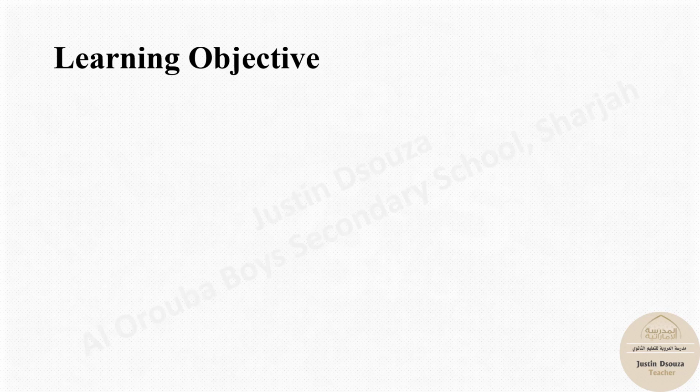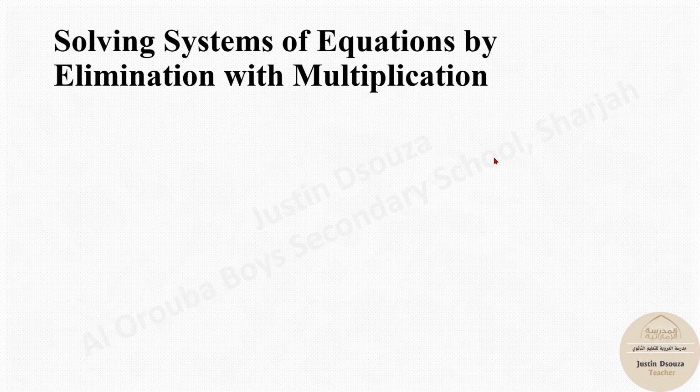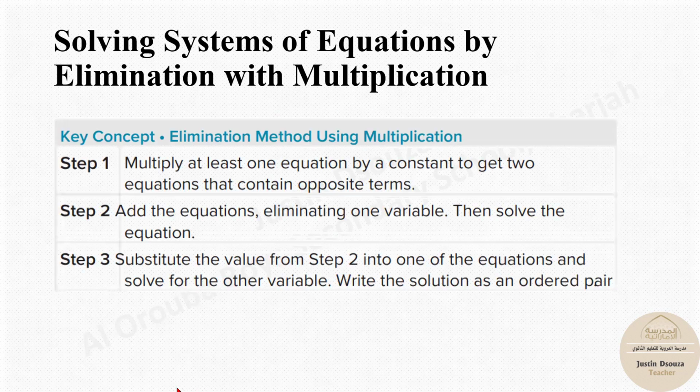The learning objective of this lesson is to solve systems of equations by eliminating a variable using multiplication and addition. In fact, this can even be done by multiplication and subtraction, but whichever is easier, we will follow that. And to be very honest, multiplication and addition is the easiest. These are the steps. If I read it out, I'm sure no one will understand. So we'll jump to a problem and you can see how easy it is to solve.